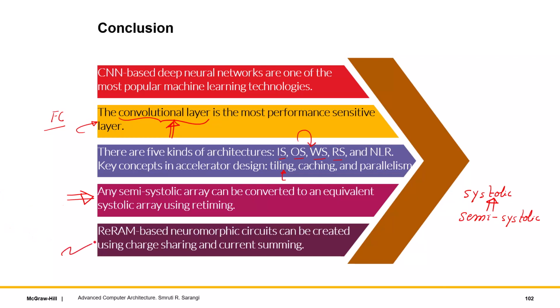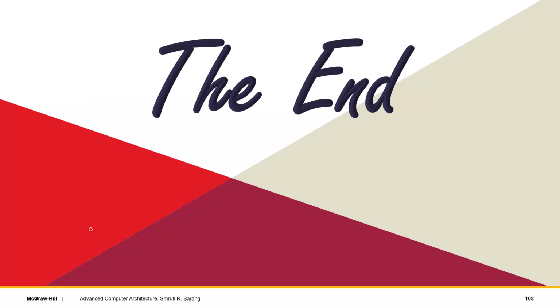Then again, neuromorphic circuits can be made, right? So you do all the optimizations that you want to do on the model, prune it, quantize it, etc. And neuromorphic circuits can be constructed using either RAMs or resistors, capacitors, transistors, and you use charge sharing and current summing. That's it, folks.